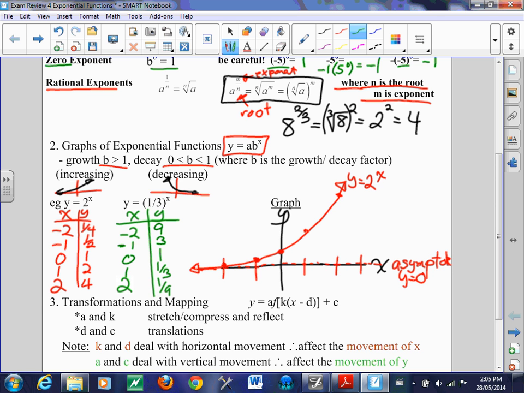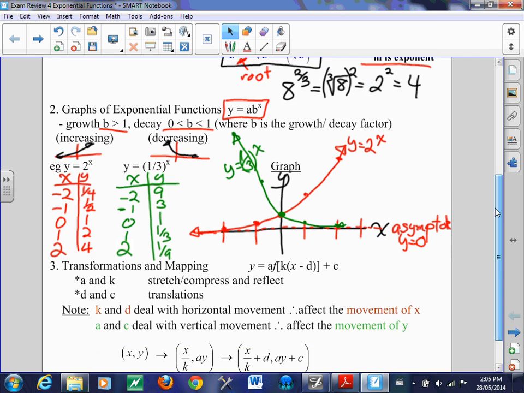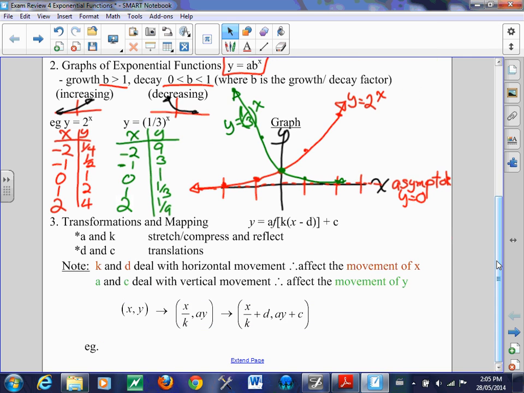So when I plug this, I start with my 0 and 1, and then when it's -1, it's going to be 3. -2 is going to be 9, way up here somewhere. When I've got x equals 1, it's 1/3, and it's 1/9. So this is an example of a decreasing function. And this is y equals 1/3 to the x. All right? Cool. All right, transformations and mapping.